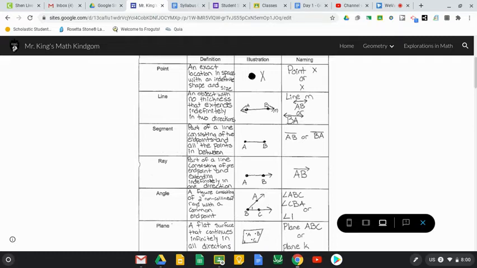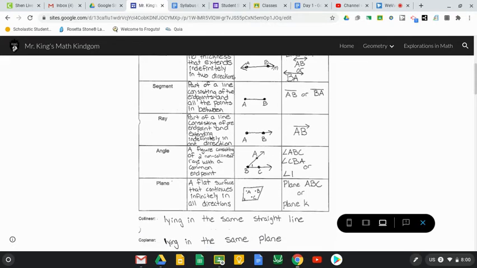Next one's a segment. The difference between that line and a segment, if you notice in my picture, is I have no arrows. So a segment's part of a line consisting of 2 endpoints and all the points in between. Basically, with a segment you can actually get the length, or a line you can't. Now, to name it, a segment, AB or BA, it's the same thing as a line except there's no arrows above it.